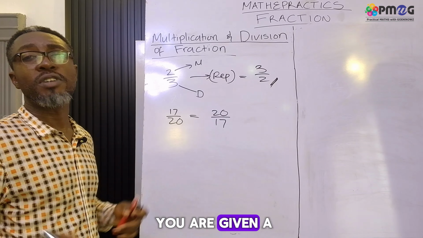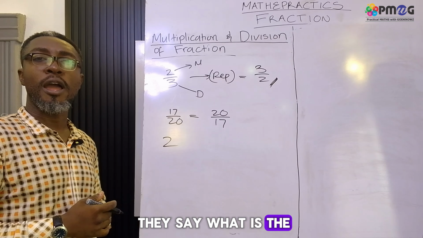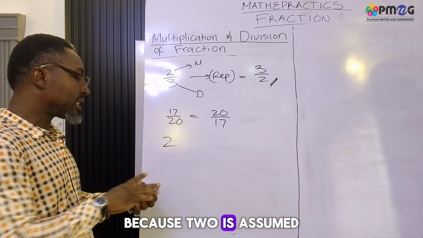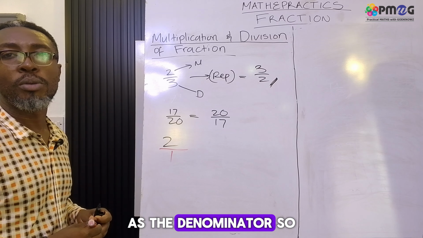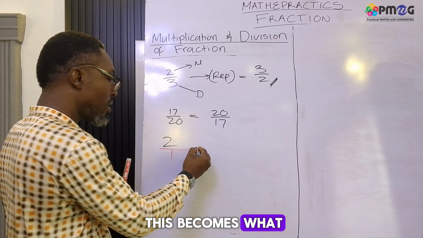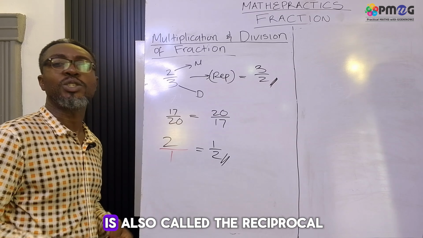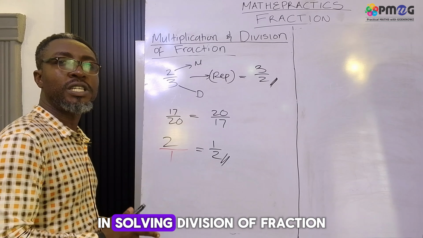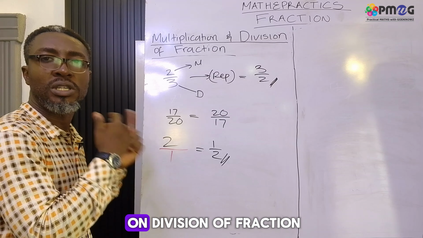How about even if you are given a whole number, you are given 2 as a number, and they ask, what is the reciprocal? It's still a change in position, because for 2 it is assumed that there is an invisible 1 as the denominator. So 2 becomes what? 1 over 2. The inverse of this number is also called the reciprocal. We must understand this in solving division of fractions. Let's go straight to solving the examples on division of fractions.